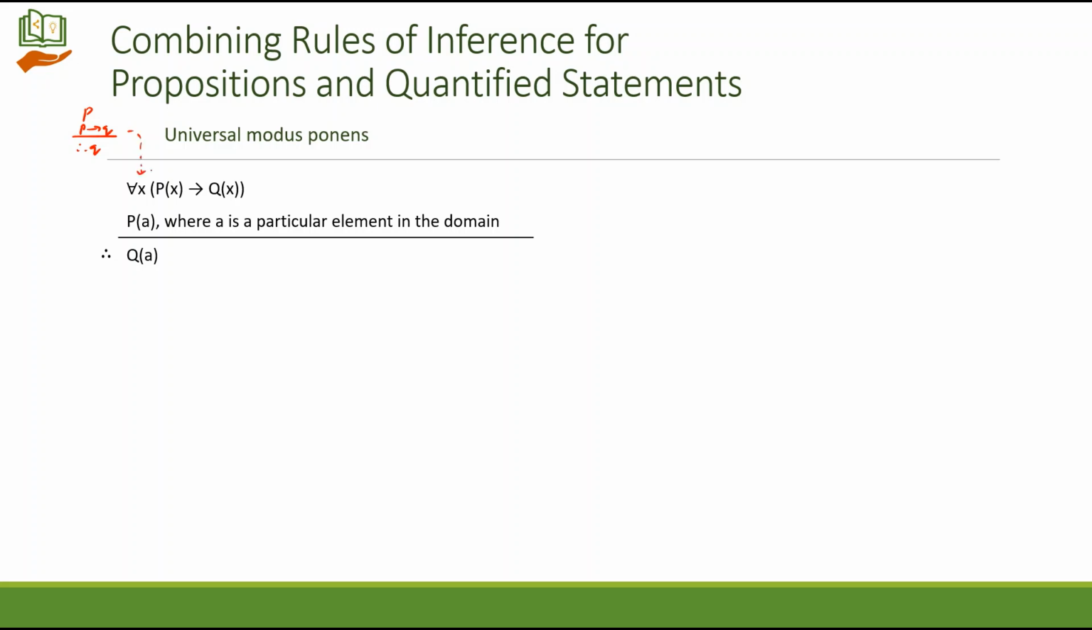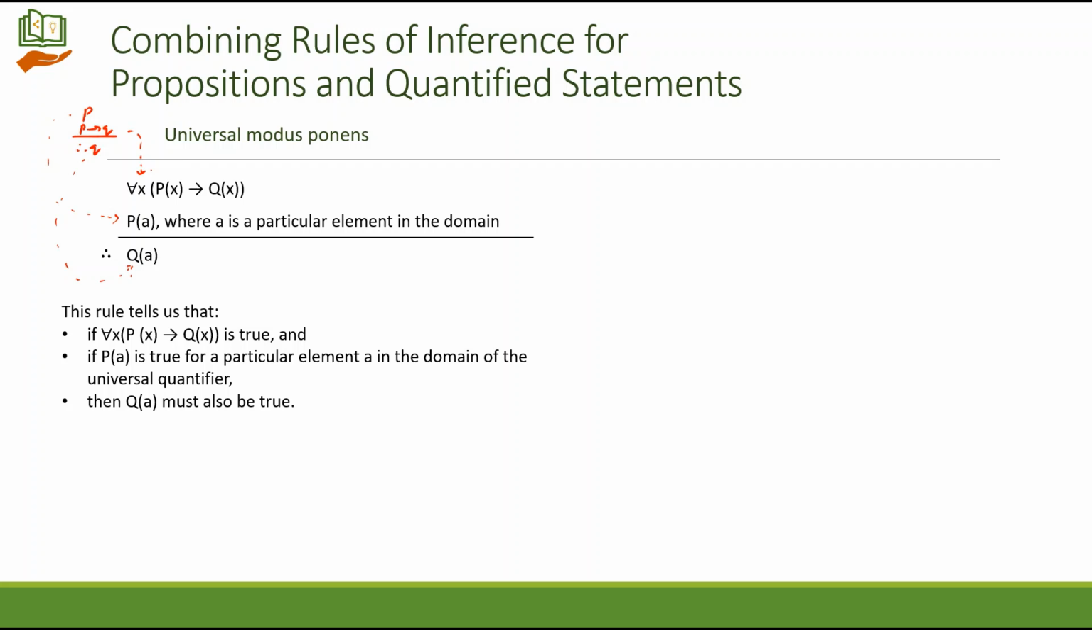This is applied here. This particular P is applied with arbitrary element. P of A, where A is a particular element in the domain. From this, what are we concluding? We are concluding it as Q of A. This is universal modus ponens.